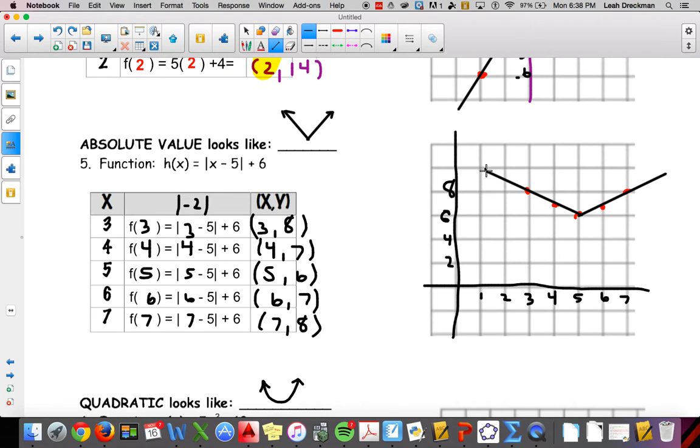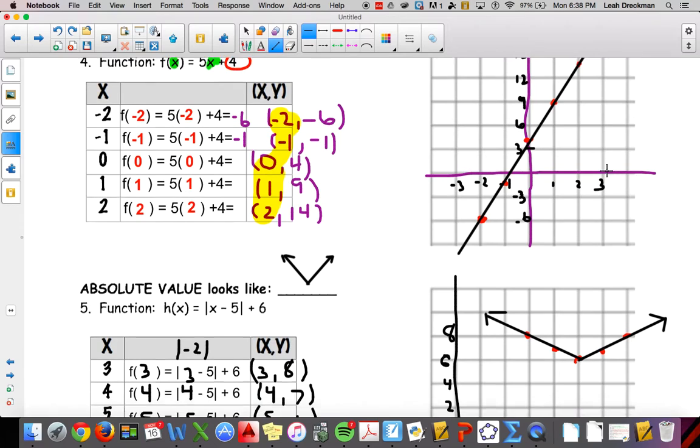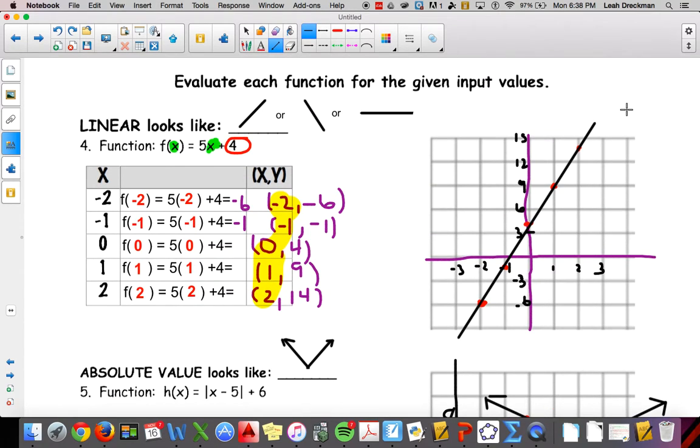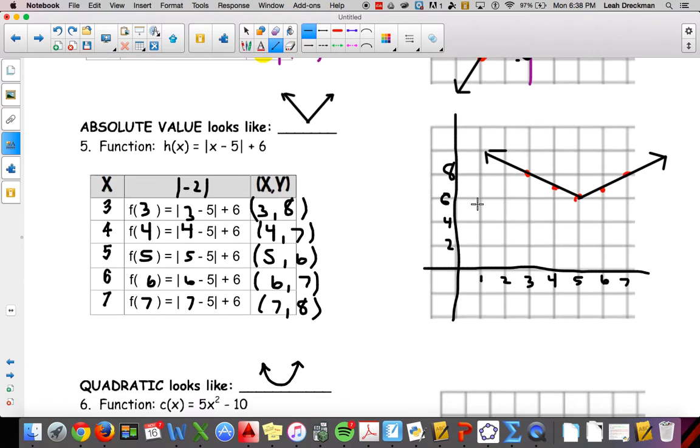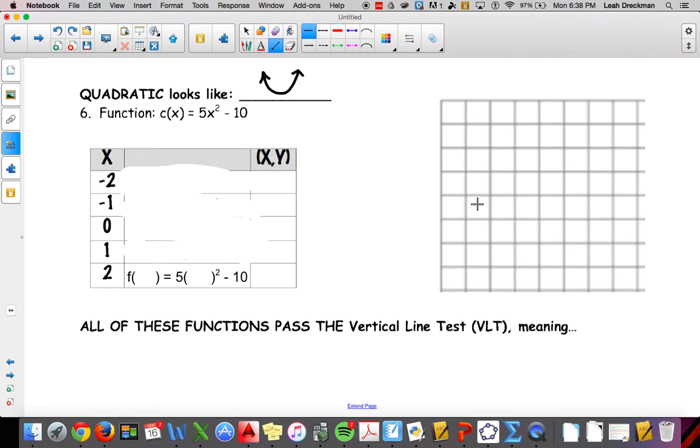I'm always going to put arrows on the ends of these because we kind of randomly selected our x's. We could have chosen other x's and the graph would keep going. Since I selected the x's, we're going to just show that this is a nice continuous graph and it keeps going infinitely in both directions.